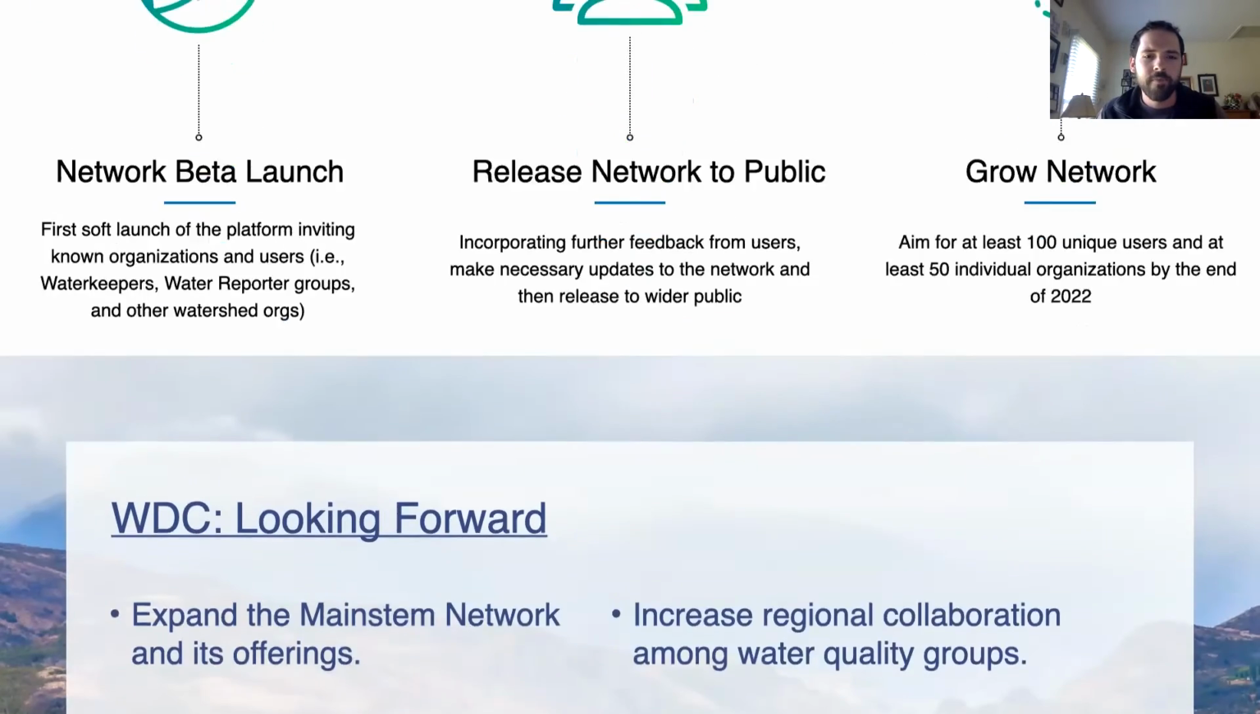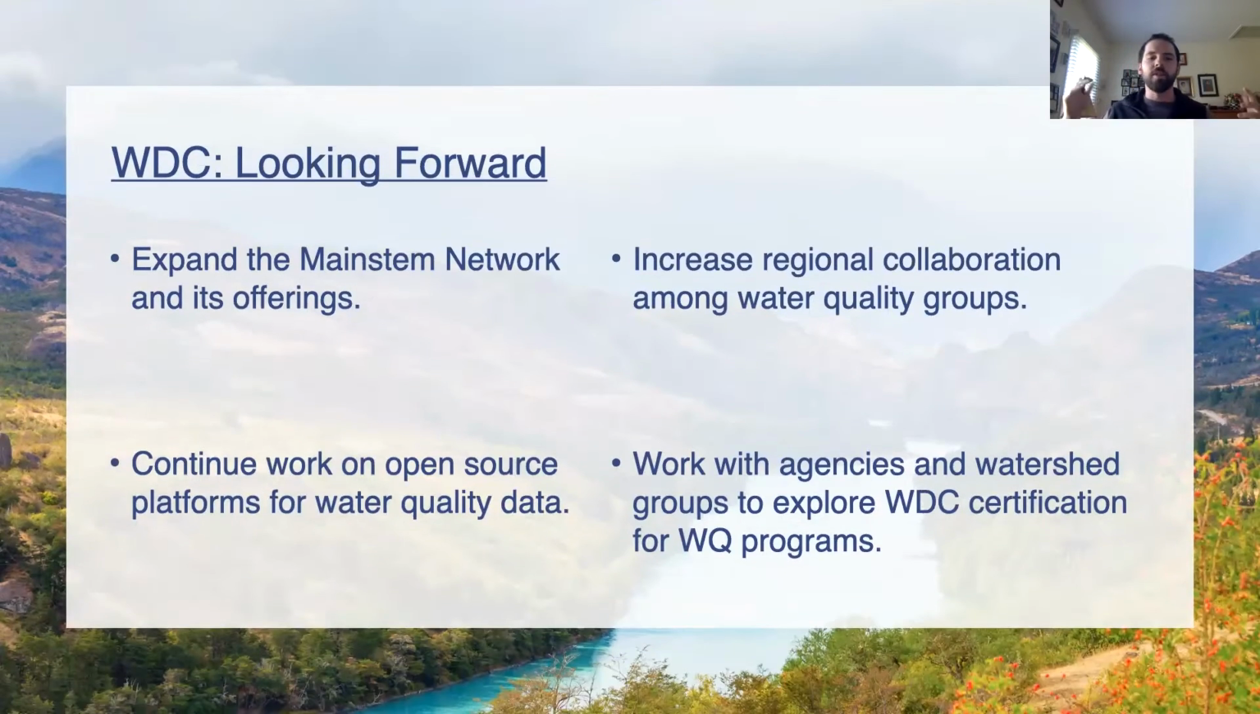All right, next slide, Gabe. And then finally for WDC and the Mainstem Network in general, if you want to expand the actual Mainstem Network offerings, really focus on regional collaborations among water quality groups. So how can we build these larger regional water quality networks that are all working in tandem, all working together and collecting all this data and sharing it with each other? We want to continue to work on this open source platforms and water quality data, which Gabe will get into a little bit more with the data pipelines.